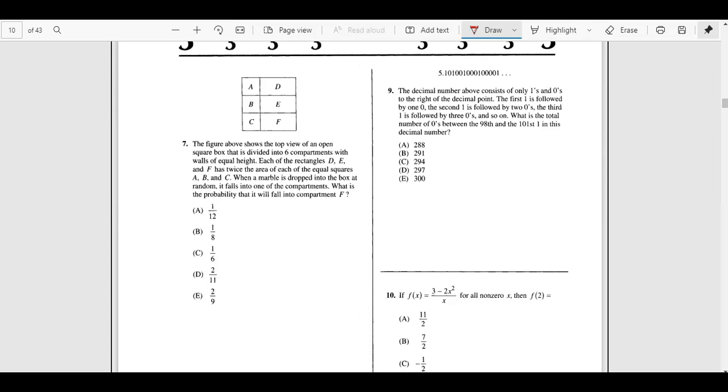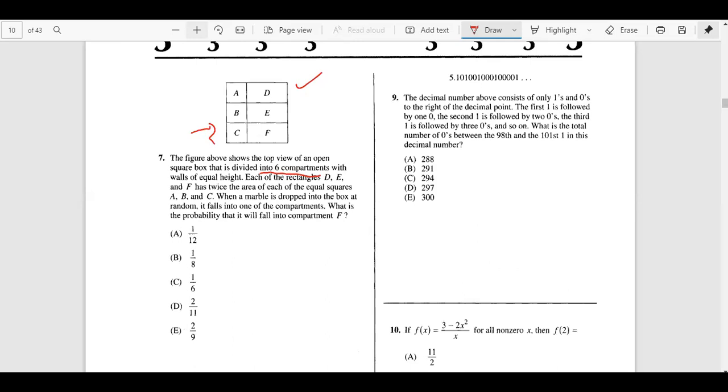The figure above shows the top view of an open square box. Now, this is a box that is divided into 6 compartments. Ma'am, it's not showing question 7 on my screen. It's showing question 9. I think it's because of 9 and 10. Wait. Okay, it's fine now. Can you see the question now?